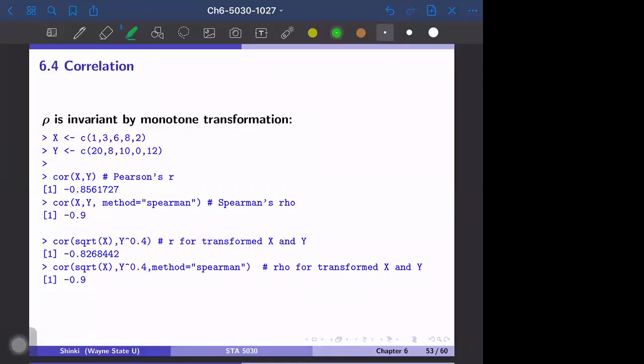And one good property is that rho is invariant under monotone transformation. So if we think about the Pearson's correlation of X and Y, Pearson's correlation changes if we do a transformation of X and Y. The square root function doesn't change the order. You can see the square root of X is a monotone increasing function if Y is equal to the square root of X, then that is a monotone function. And also Y to the power 0.4 is a monotone function again.